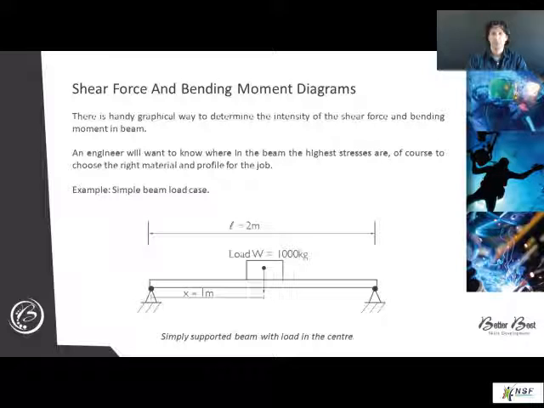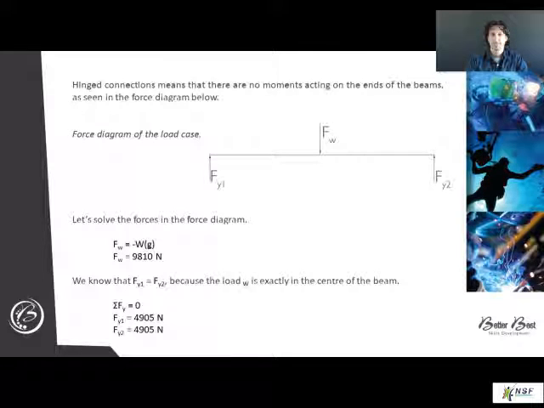Example of a simple beam load case, where the beam is supported on either end with hinge connections and has the load in the center. Compare the stress of the system to the allowable stress for the chosen material. Just note that hinged connections means that there are no moments or rotational forces acting on the ends of the beam, as can be seen in the force diagram in your learner guides.